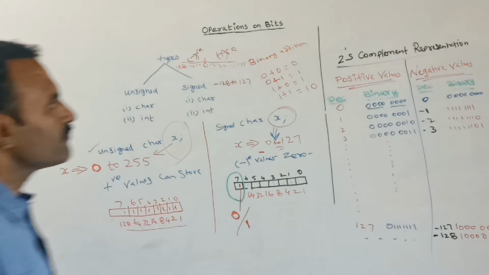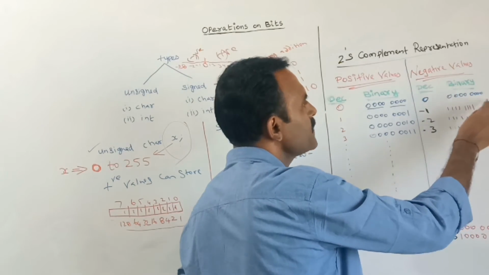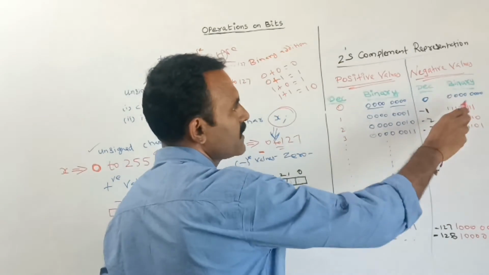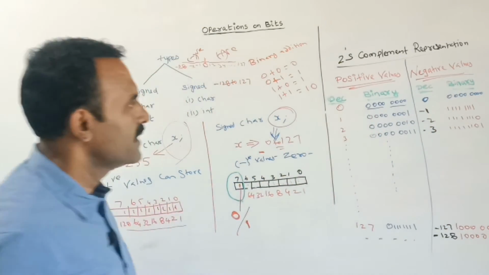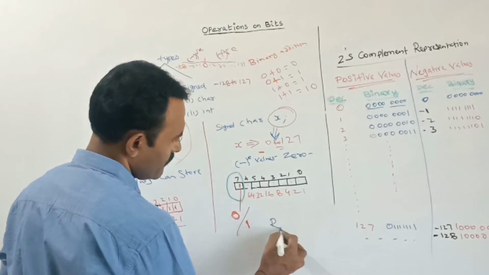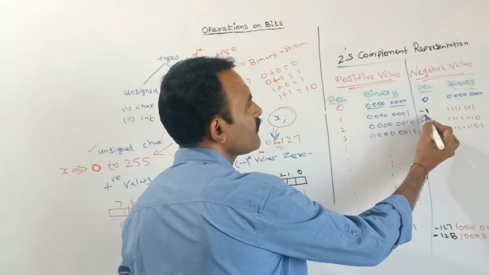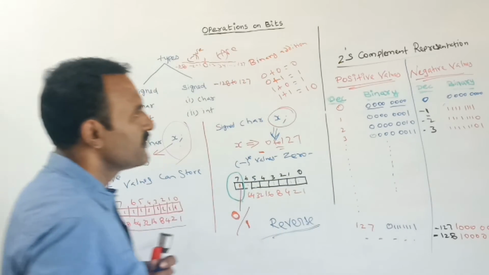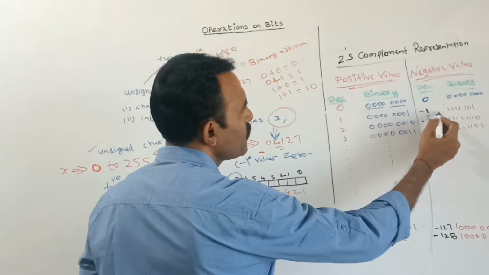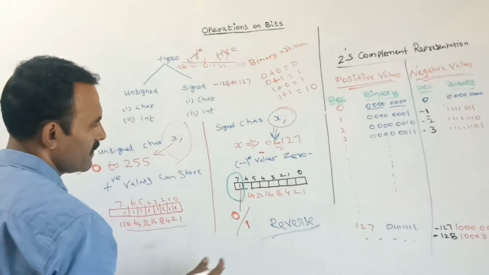See here, reverse processing. The reverse processing is nothing but, if you take again the 2's complement of these negative values' binary number, then we will get the positive values. For example, this is known as reverse processing. Suppose you take the minus 1 value, and again take the 2's complement, then we will get the positive 1 binary value. First you take the minus 1 binary value. What is the minus 1 binary value? Every bit value is 1.